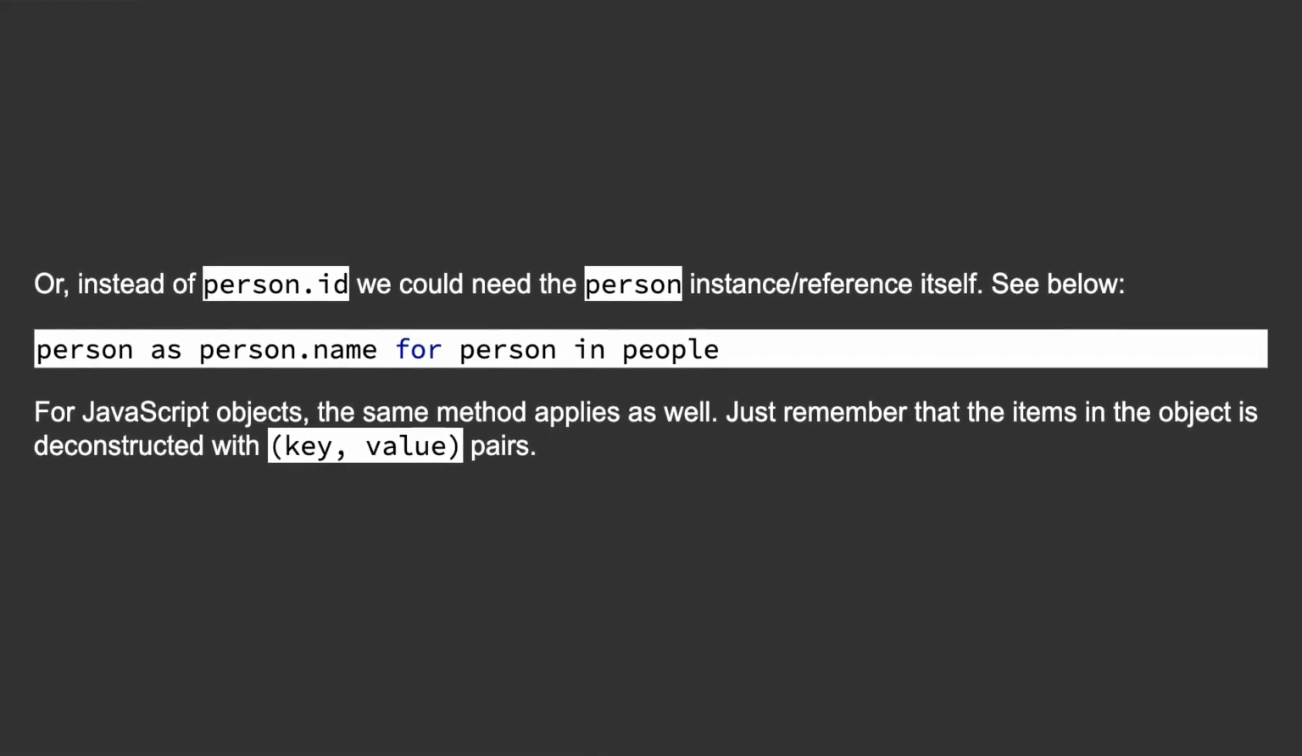Or, instead of person ID we could need the person instance reference itself. See below: person as person.name for person in people. For JavaScript objects, the same method applies as well. Just remember that the items in the object are deconstructed with key value pairs.